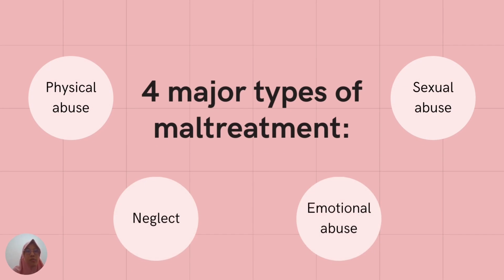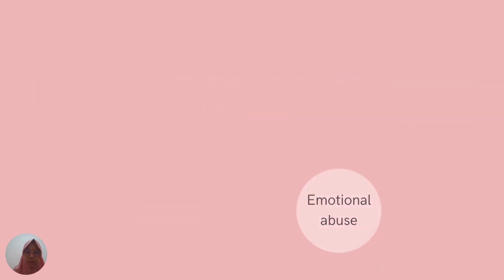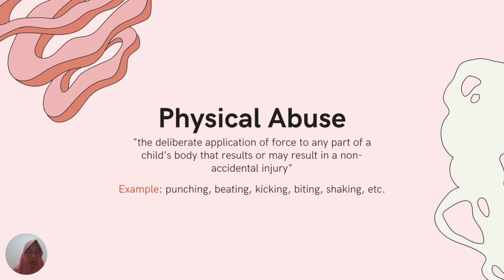So there are four major types of child abuse or child maltreatment that are generally used as a classification. So there are physical abuse, sexual abuse, neglect, and emotional abuse. Now let's discuss one by one. So the first one is physical abuse.